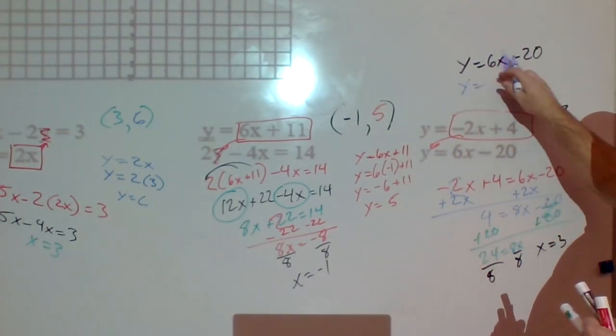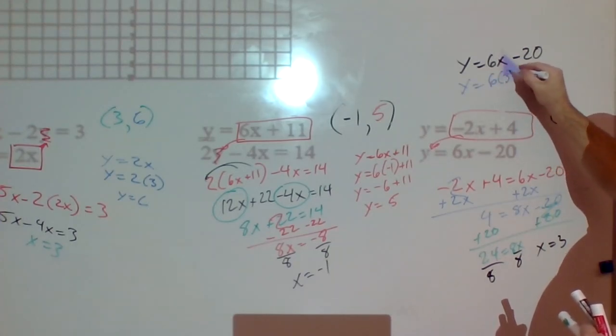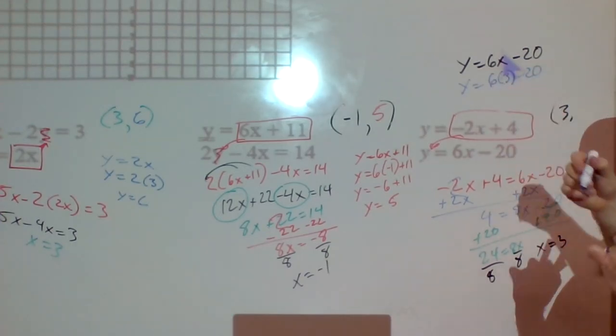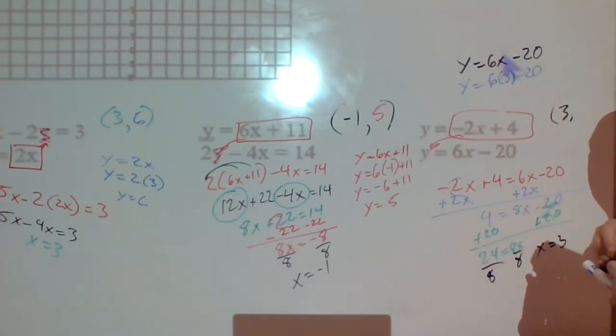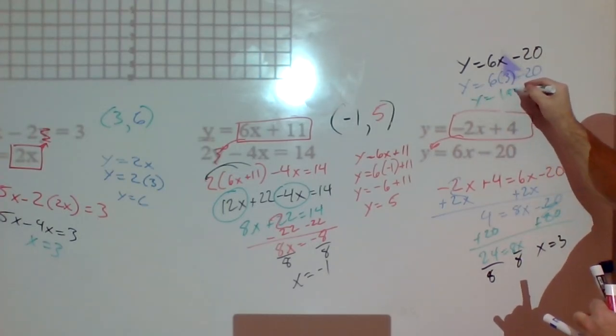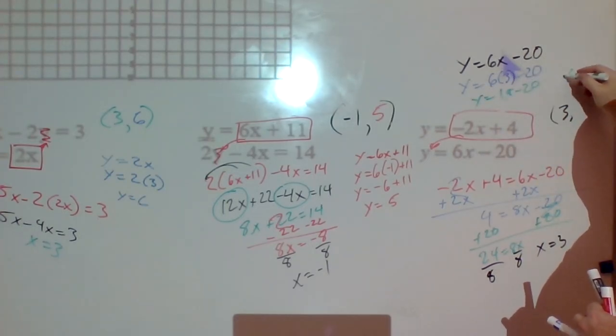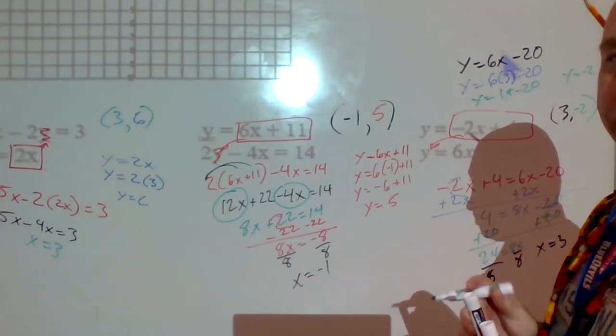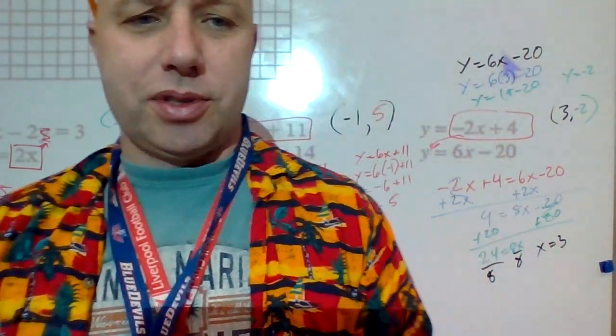So instead of y equals 6x, we're going to do y equals 6 times 3, because that's what that means. And then we're going to go ahead and do that math. We get 18 minus 20, and 18 minus 20 is -2. So those two lines would cross at (3, -2). All right, so there's a couple of examples of substitution.